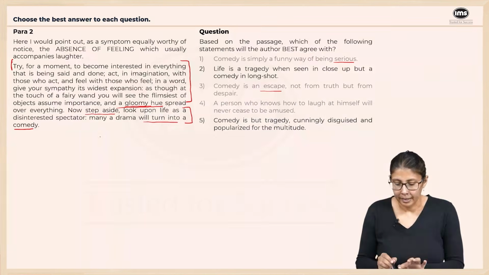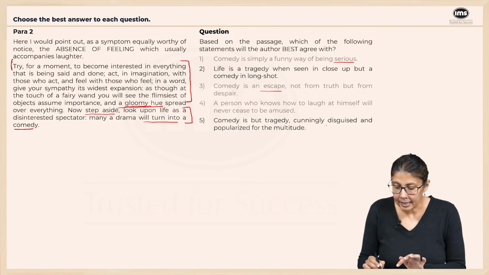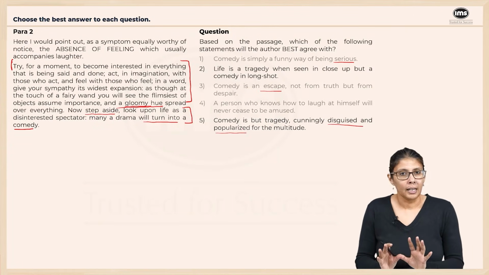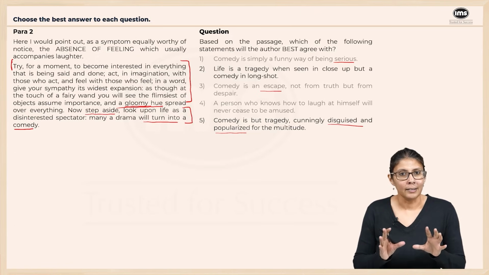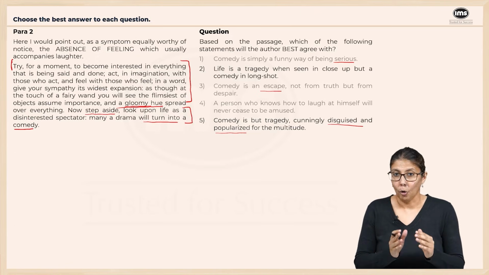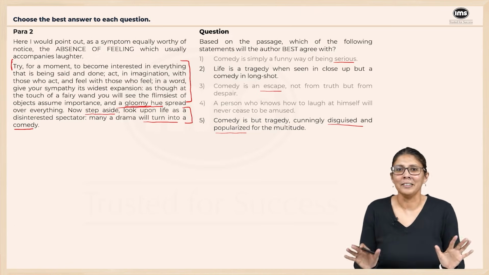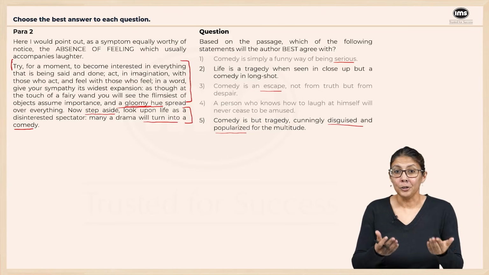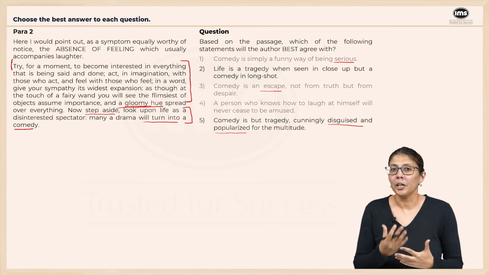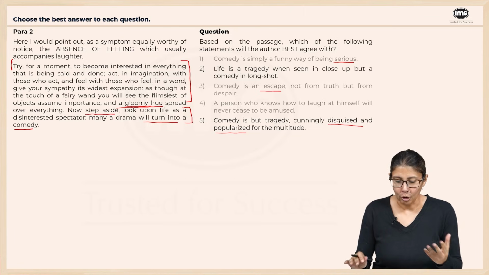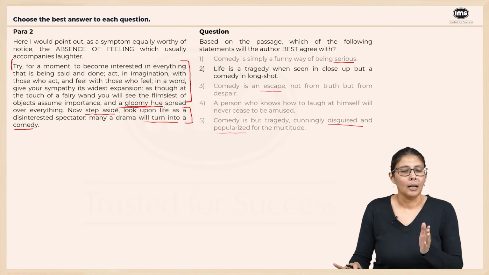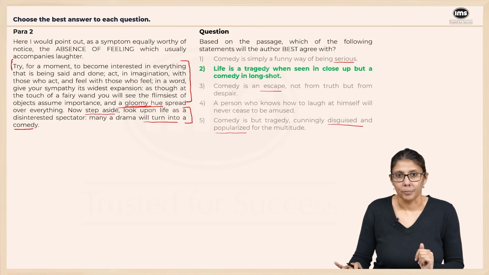Now, option 5 says comedy is but tragedy, cunningly disguised and popularized for the multitude. We are not saying that comedy is disguised as tragedy or the other way around. There is no disguise. We are trying to say that you need to change your perspective in order to find something comic. So, option 5 is therefore out. The correct answer is option 2.